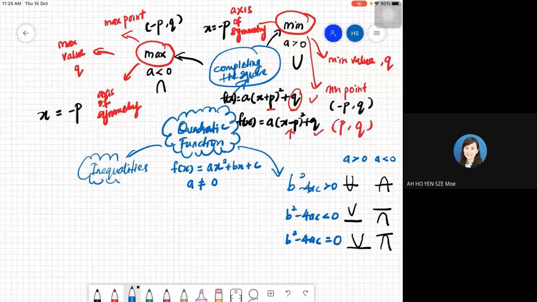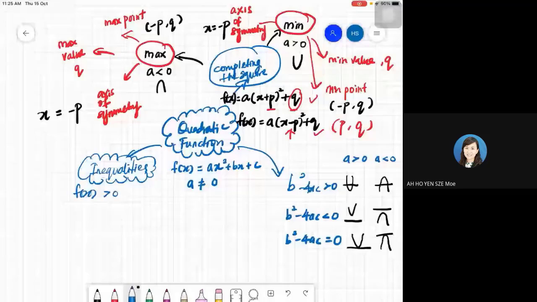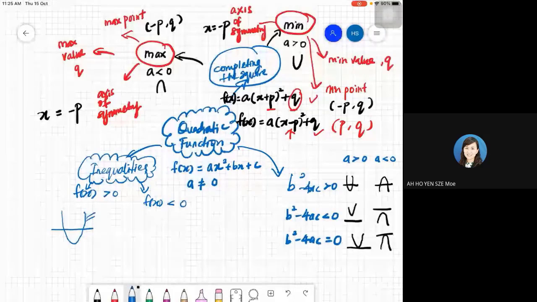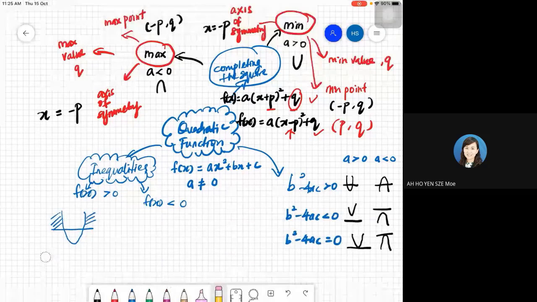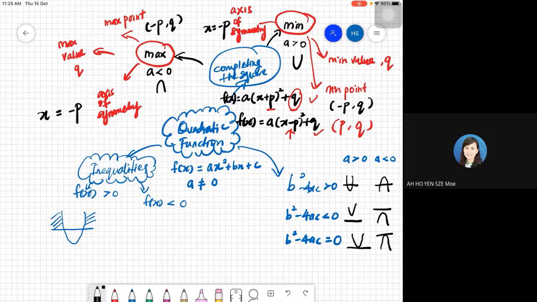Okay, so inequality means that your equation must be your fx either greater than 0, or another one is your fx less than 0. So when fx is greater than 0, the answer should be like this, greater than 0, both sides. The answer will be x. Let's say this is p here, q here. So your answer for x is less than p, and your answer x greater than q.